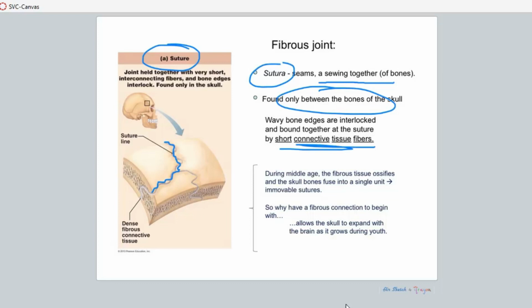And like we talked about, up until middle age, these fibrous joints, these sutures, allow for a little bit of movement, a little bit of expansion. But about middle age, they do become ossified, in which case they're no longer able to expand. But we do need this fibrous connection during infancy, during childhood, during puberty, during all that kind of stuff, because it allows the skull to expand as the brain grows.